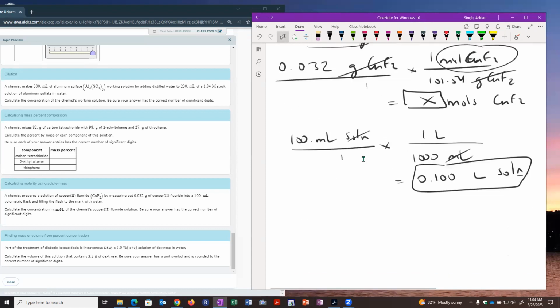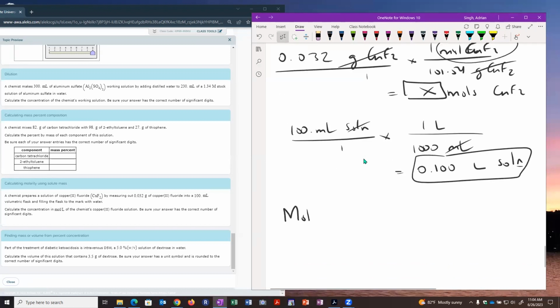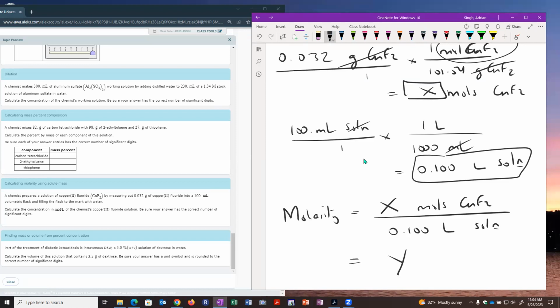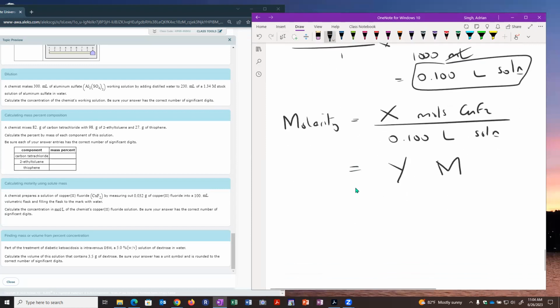So to get my molarity then, I just take the moles, whatever I get, X moles CuF2, divided by 0.100 liters of the solution, and then whatever, let's say I get Y. And then my unit here would be molarity, big M. Remember, M just means moles per liter.